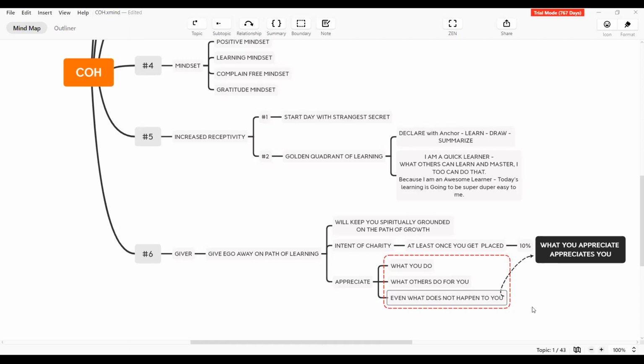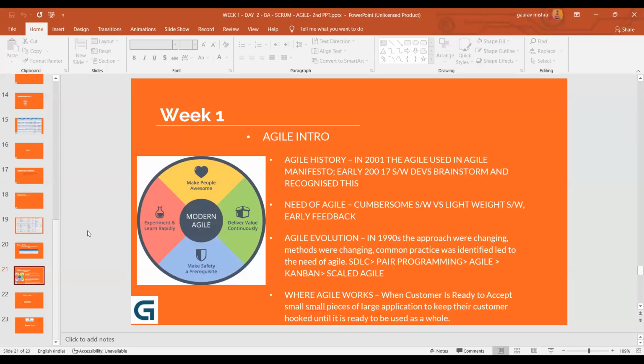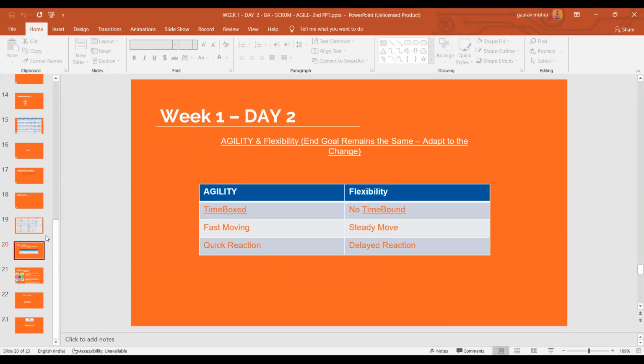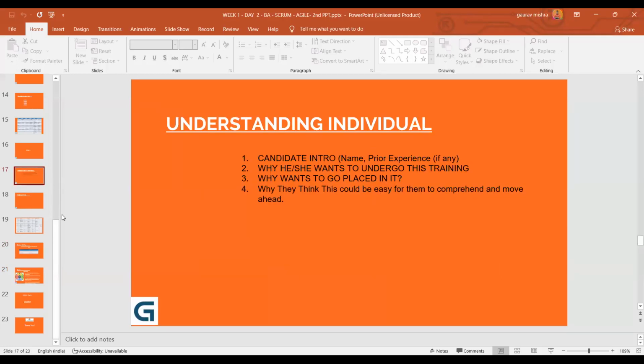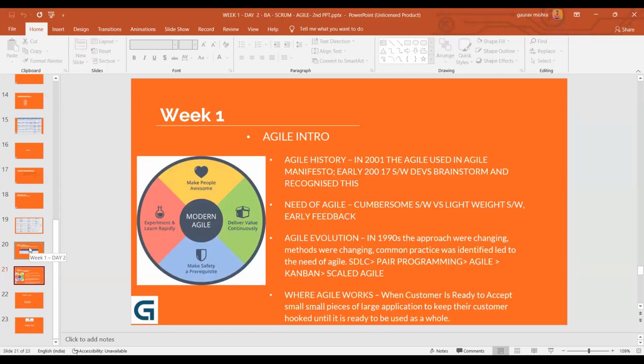And we are going to explore further agile learning, agile methodology. We have seen so far, in the last session, the candidate intro, which we repeated again, and why you wanted to undergo this training and why you want to get placed in it. And further we learned about the 7 steps of the waterfall methodology. If you did not know this, go back and watch the recording of the very first day. We looked into the Agile intro, how Agile evolved, why Agile was needed, and where Agile works.